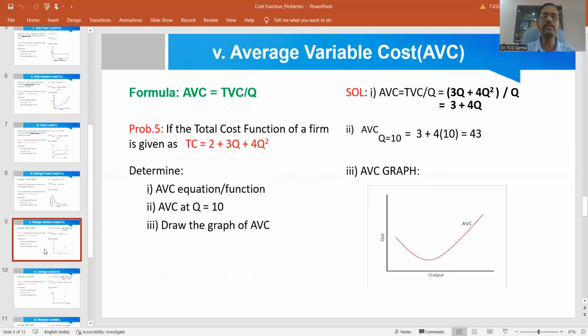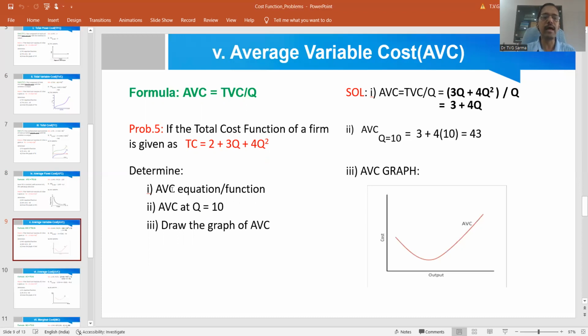So let us move to the next concept, that is the average variable cost. The average variable cost formula is given as total variable cost divided by the output. And the numerical illustration will help us to clarify the concept of average variable cost. Let us assume that the total cost function of a firm is given as TC = 2 + 3Q + 4Q².